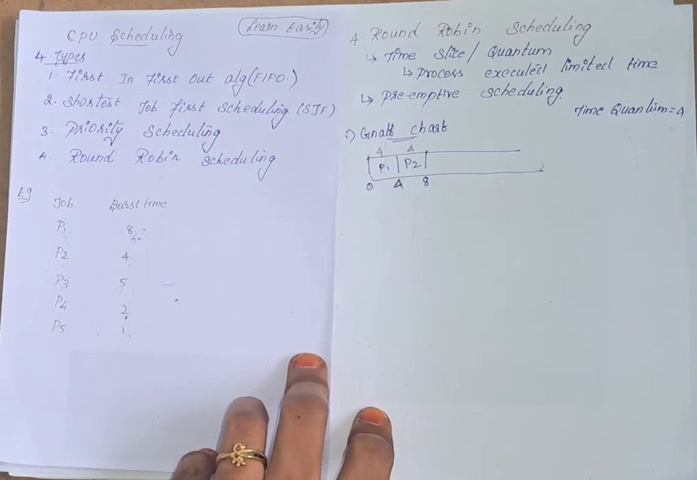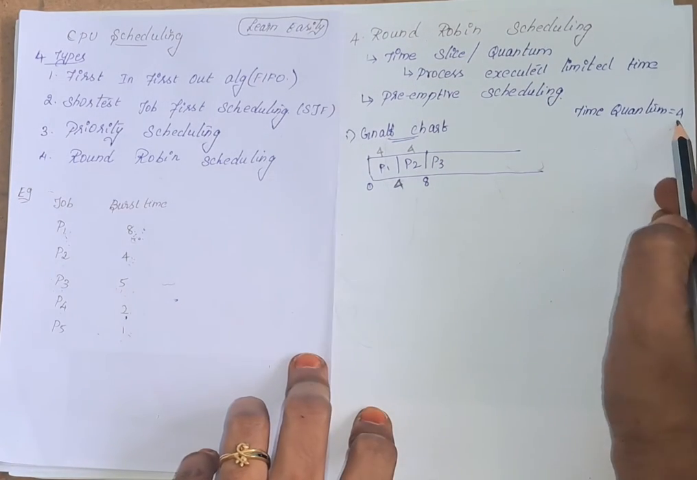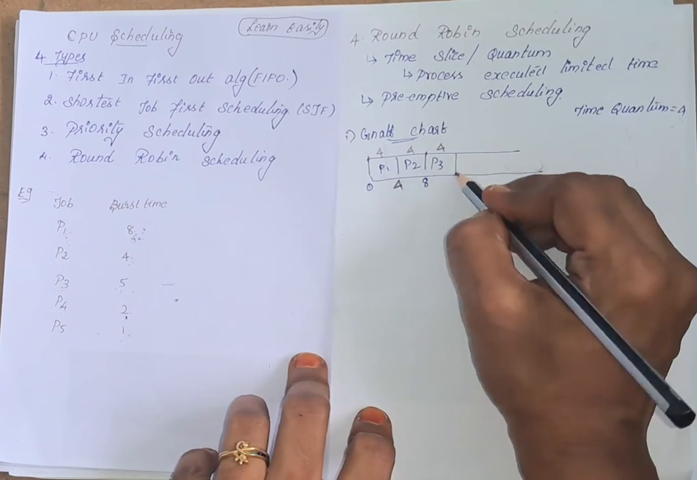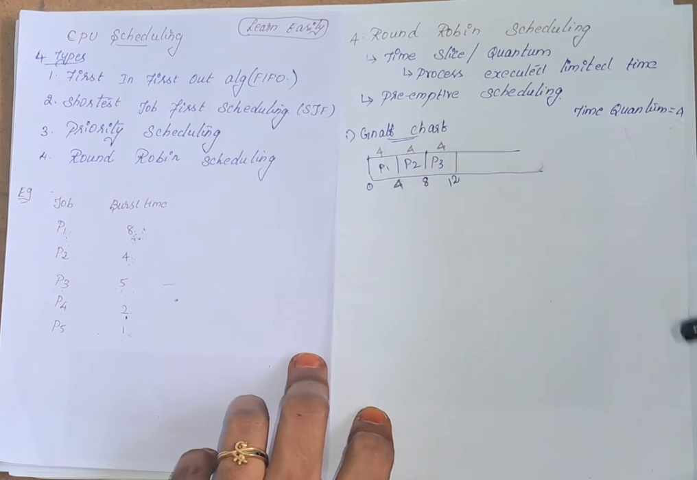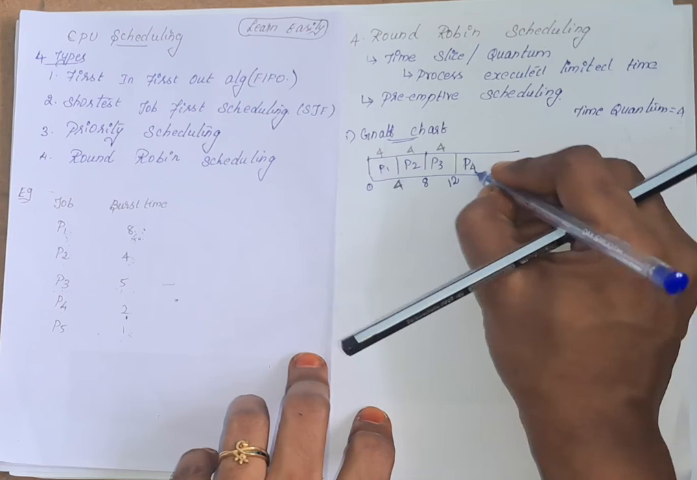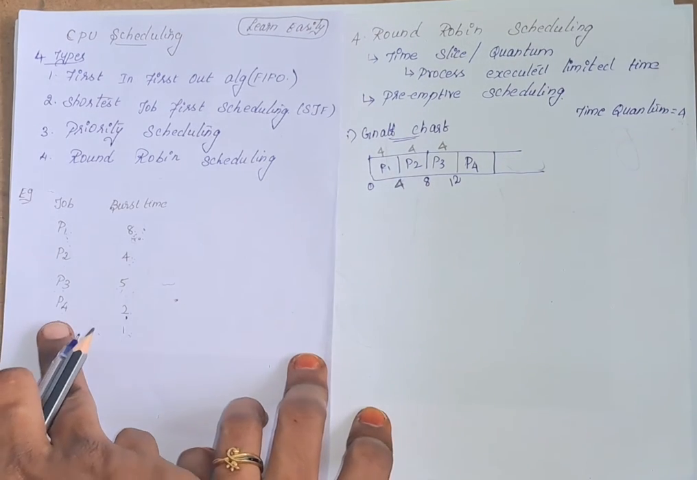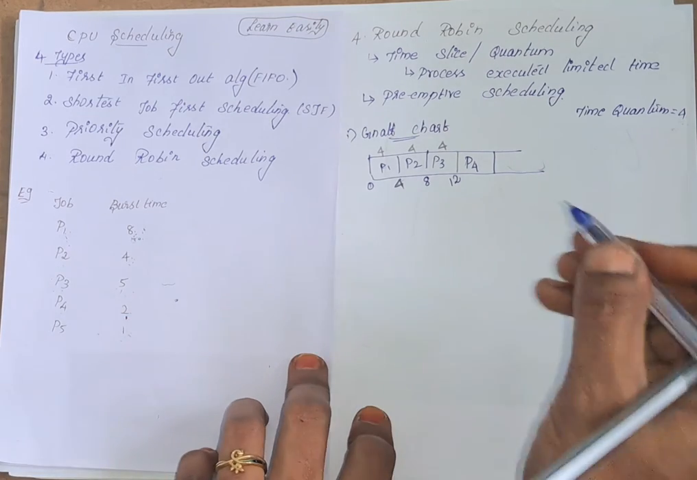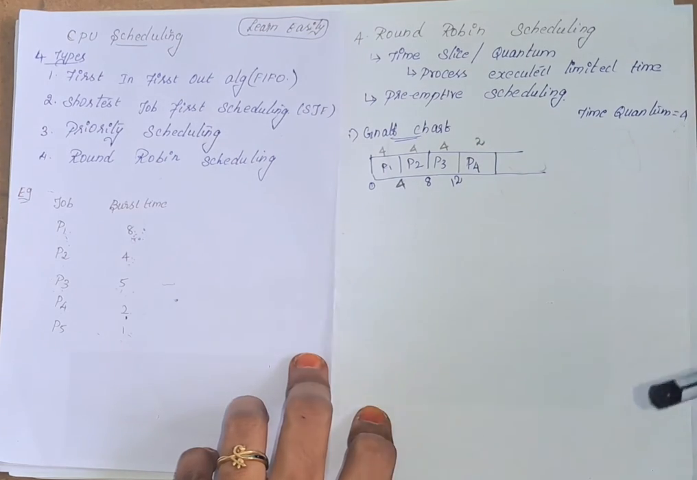Next process is P3. P3 is taken for execution and we have to check here: 4, it is 5. So the time quantum of 4 seconds is given and it comes as 12. Next, P4 is taken for execution and we have to check: the time quantum is 4, but P4 execution takes only 2 seconds. So in this situation, only 2 seconds is enough to allocate to the P4 process.